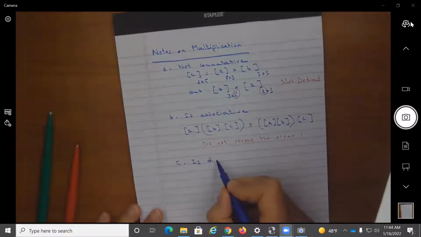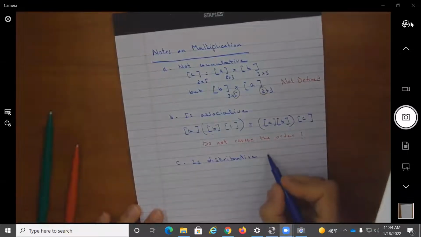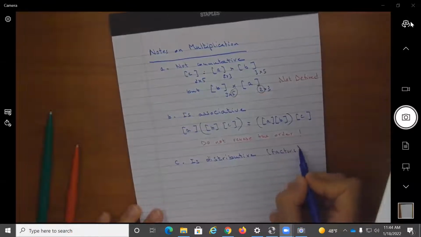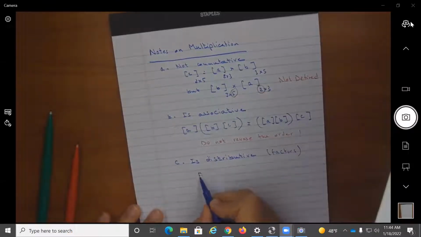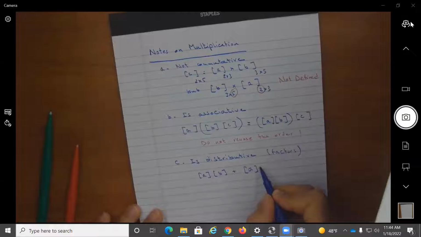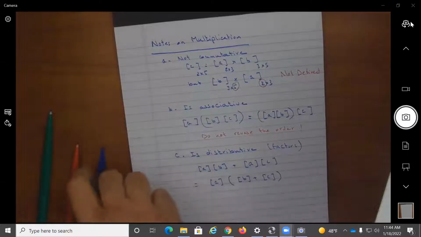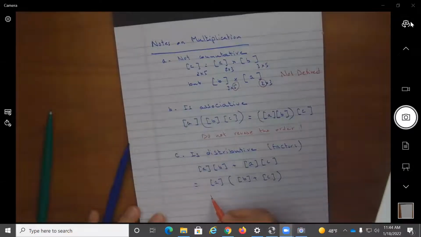Multiplication is distributive. It factors. Meaning, if I have A times B plus A times C, I can take A as a common factor and multiply it by B plus C. So I can do the addition first and then multiply by A. Again, with this, please make sure that you do not reverse the order.